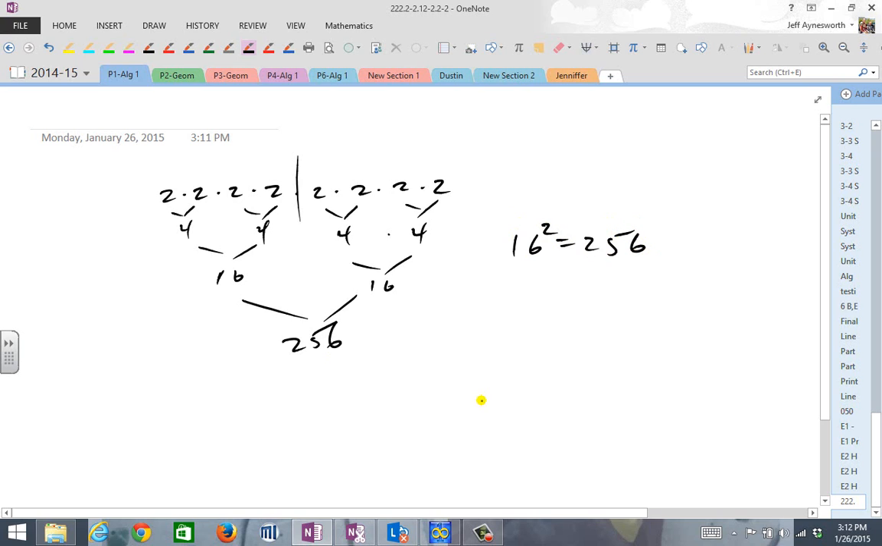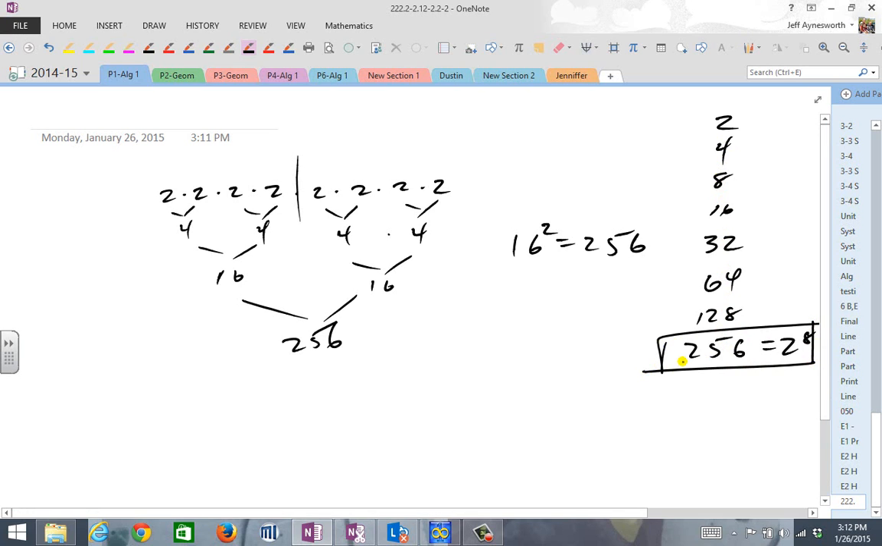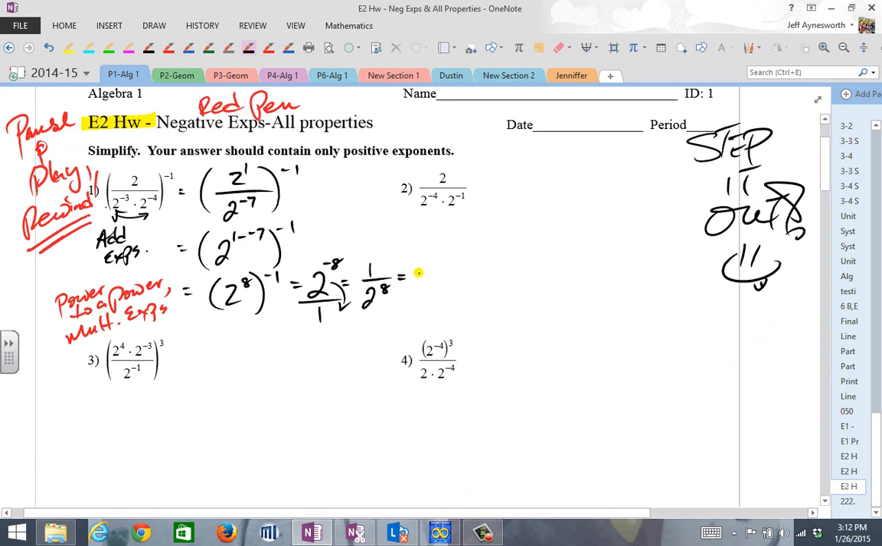You could do it like that, or you can double: 2, 4, 8, 16, 32. That's 2 to the 4th, 64, 128, 256. 2 to the 1st, 2 to the 2nd, 2 to the 3rd, 2 to the 4th, 2 to the 5th, 2 to the 6th, 2 to the 7th, 2 to the 8th. That's what we're looking for. Going back to basics. So we have 1 divided by 256.